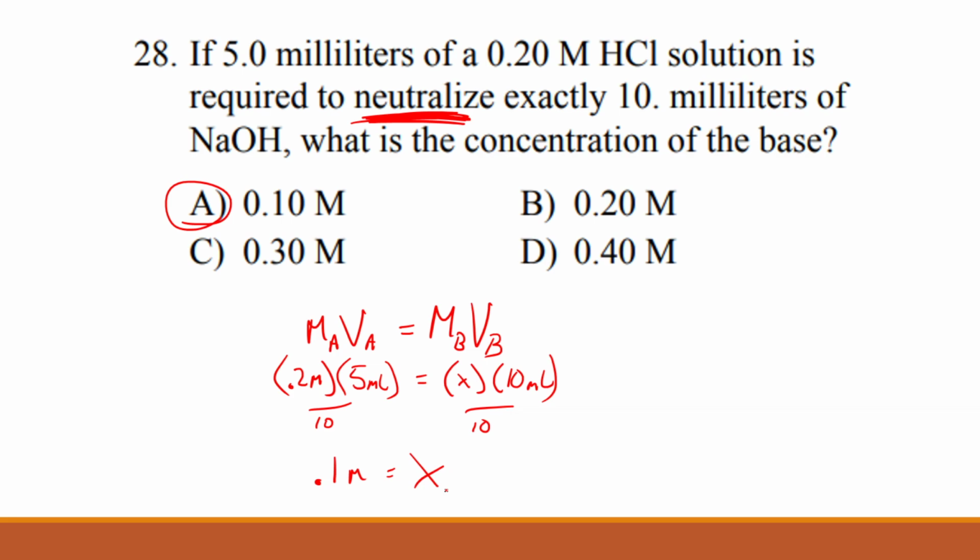Right, so notice the pattern in these mathematical questions. We have 3 of the 4 pieces. They say the word neutralize, or they straight up say the word titration. They're giving you 2 milliliters and a molarity, or 2 molarities and a milliliter, and asking you to solve for the missing piece.